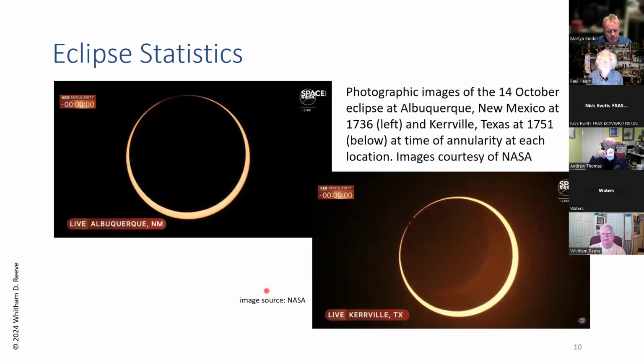Here's a couple of images that were taken by NASA cameras. One was in Albuquerque, New Mexico, at the time of the greatest eclipse, and that's shown in the upper left. And then at Kerrville in Texas, showing exactly the same thing, but at a different geographical location.